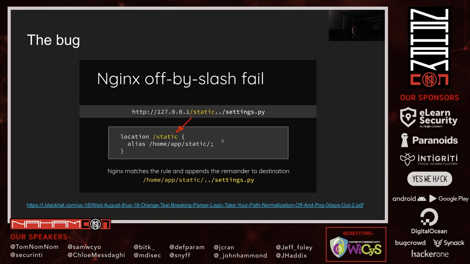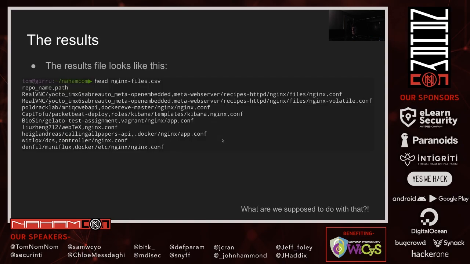So I've run my query and I've ended up with a results file that looks like this. So this is my CSV file of the repo name and the path. I'll want to remove that first line before I do any processing. And then I have the repo name and the complete path. So here we've got this repo whitlocks/dcs, and then within that the path is controller/nginx.conf.